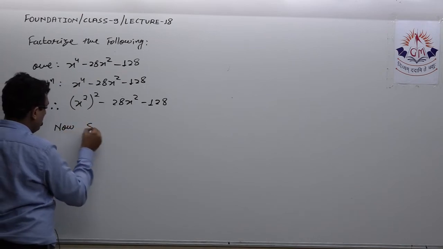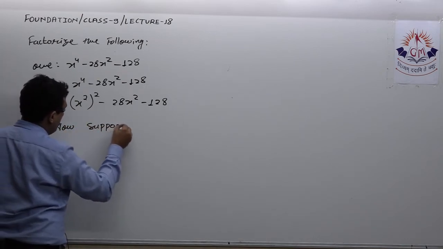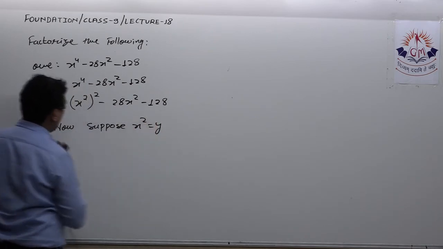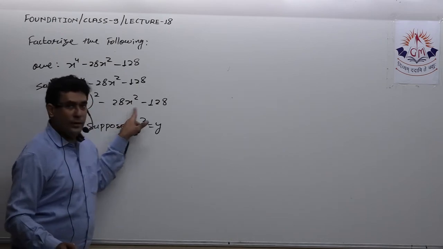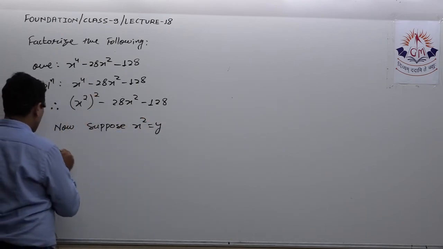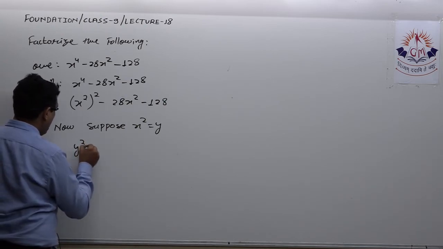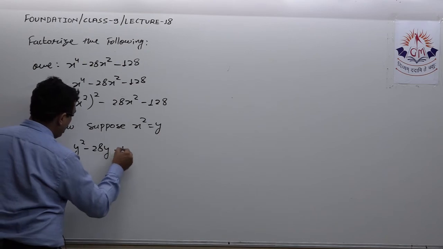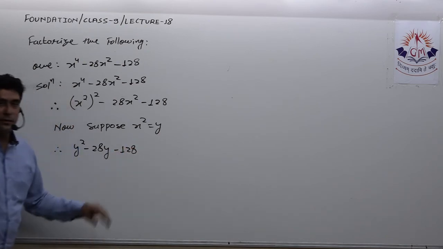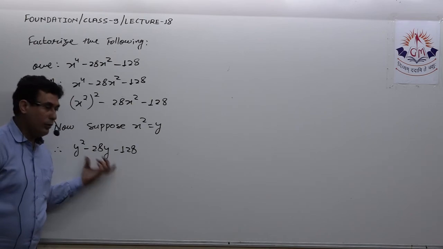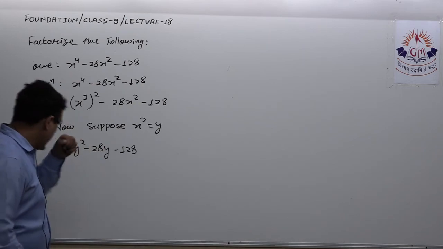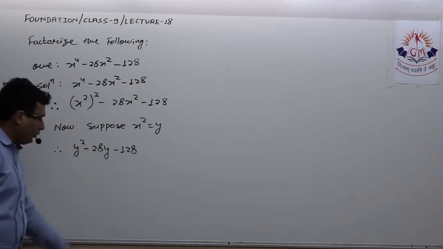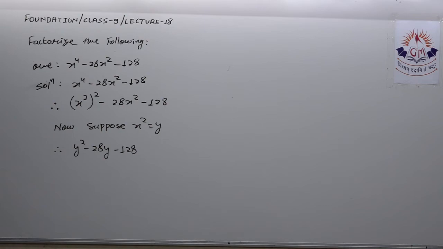Now suppose x square is equal to y. So in place of x square, if I put y, this will become y square minus 28y minus 128. So therefore y square minus 28y minus 128. Now again this is an expression or a polynomial whose factors you should be able to find. So again I am giving you time so that you can think on your own. Then I will give you its solution.